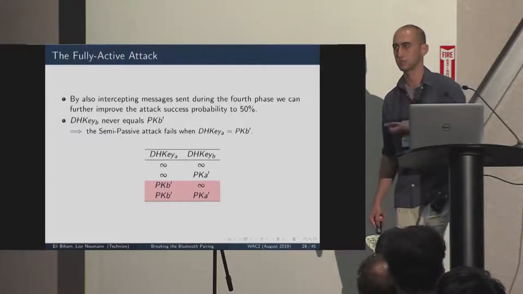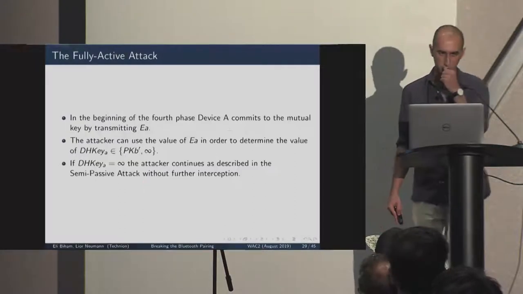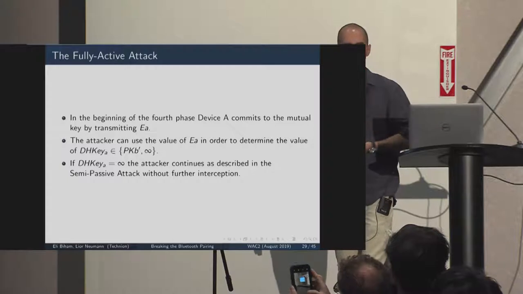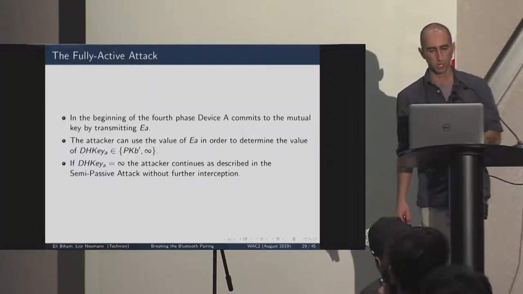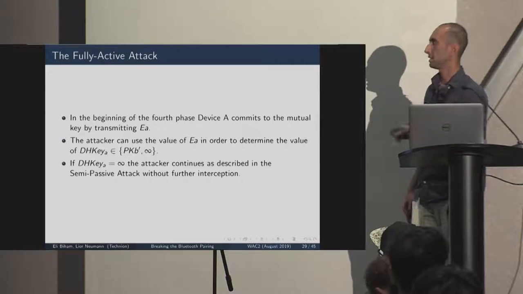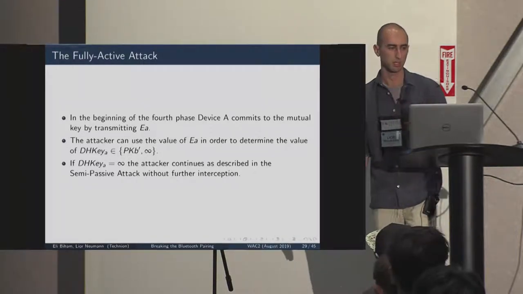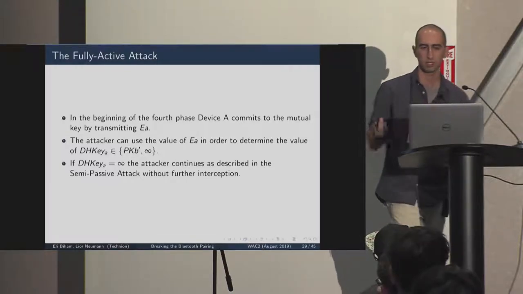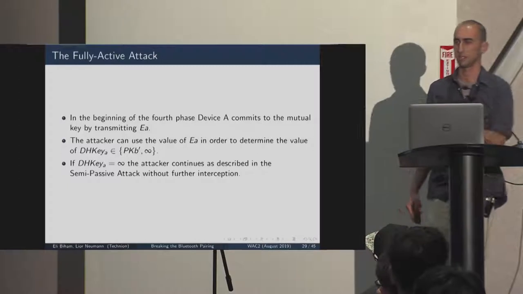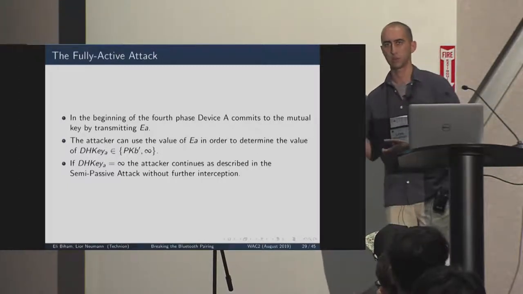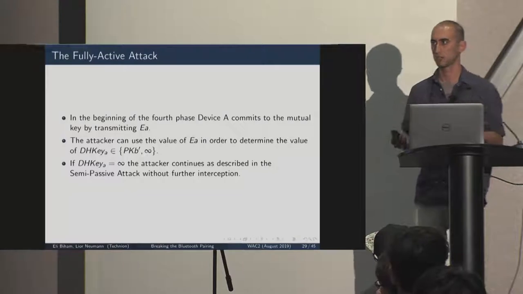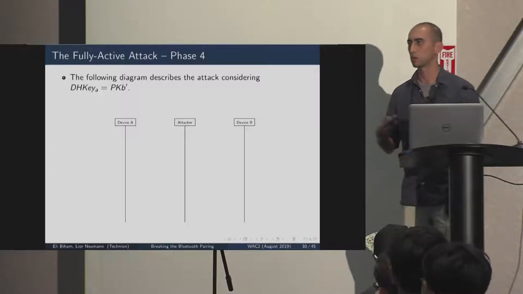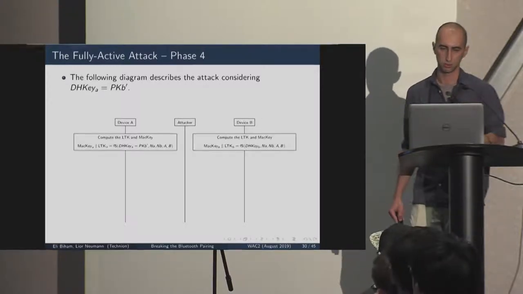So how could we use this information in order to improve our success rate? What we're going to do is simply test during the key derivation phase whether this event occurred. The attacker could check the value of EA, the confirmation value sent by device A, and test it to be either PKB prime or the point at infinity, the identity element. If it equals the point at infinity, it could continue as with the semi-passive attack, and it will have a chance of 50%. Otherwise, it knows the semi-passive attack will always fail, and therefore it should do something different.